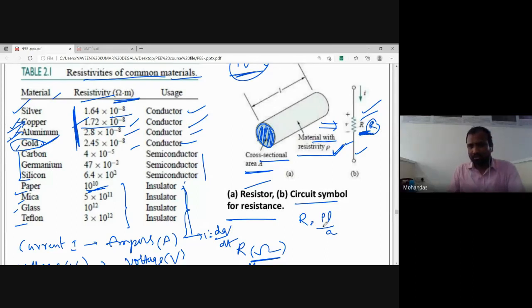Sometimes they will give the length of the conductor and area of the conductor, and you want to calculate the R value for a particular copper or silver. Then you have to substitute this value, 1.72 into 10 to the power of minus 8. So these are the basic things which are used to understand Ohm's law. Once you are thorough with these definitions and concepts, Ohm's law is very simple. So in the next class, we'll discuss about Ohm's law, KCL and KVL, Kirchhoff current law and Kirchhoff voltage law, and we will do some basic problems on this.